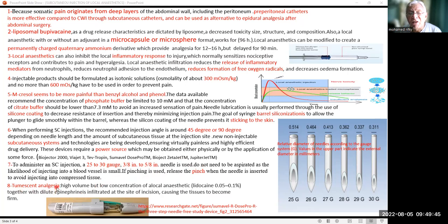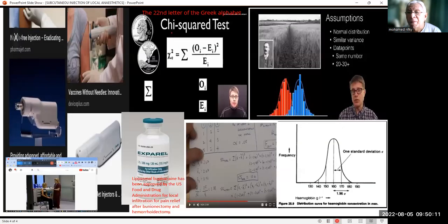Tumescent analgesia is used by plastic surgeons, where they use too much local anesthetic at the expense of the concentration, minimizing the concentration. This is what we call tumescent analgesia, and this is the device for continuous injection. This last slide shows the liposomal bupivacaine, which has been approved by the U.S. Food and Drug Administration, for infiltration, for prolonged pain relief.